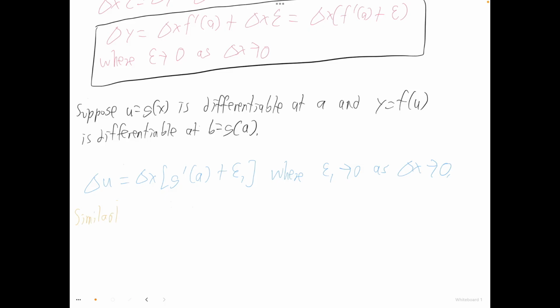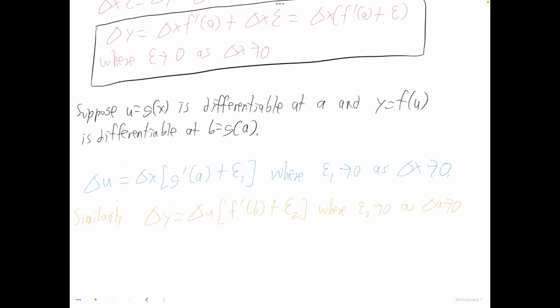Similarly, we can do the same argument with y equals f of u. So we'll have delta y equals, this time it's going to be delta u because y is dependent on u, so we have delta y equals f prime of b plus an epsilon 2 times delta u, where epsilon 2 will go to 0 as delta u goes to 0.